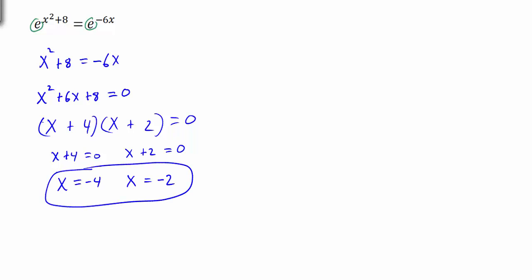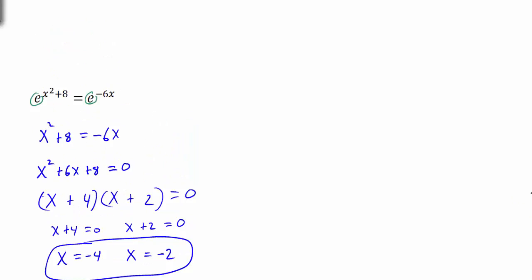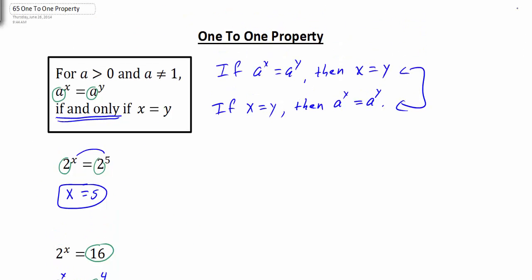So in this case we have two possibilities. If x is equal to negative 4 or if x is equal to negative 2, these two quantities will be equal. Okay, so again, if we go back here to the one-to-one property, realize that as long as we have the same base, then that means your exponents here must be equal.